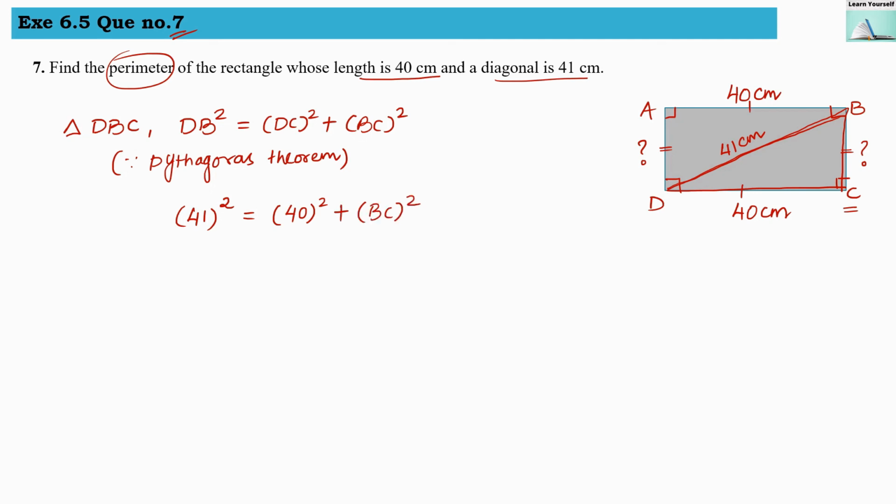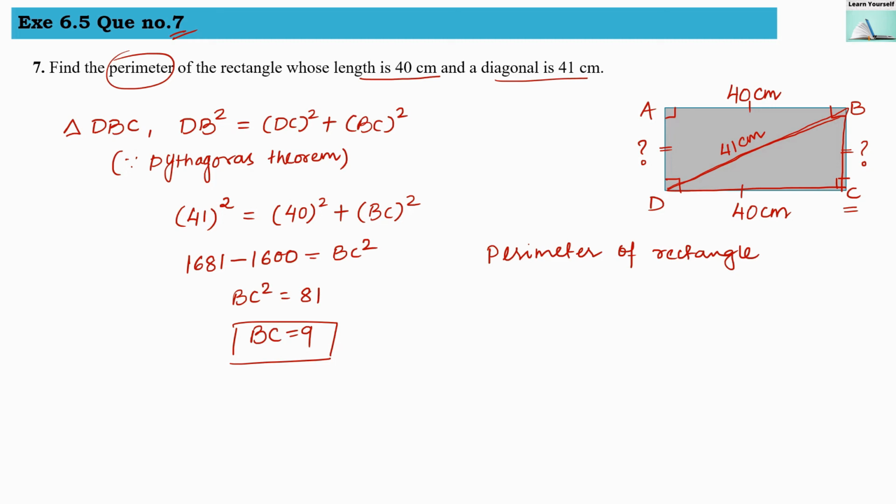So 41 square is 1681, minus 1600 equals BC square. Now BC square is going to be 81. Taking the square root on both sides, we get BC equals 9. So here we got the breadth of the rectangle. From here we can find out the perimeter of the rectangle, because we know the length and breadth of the rectangle.